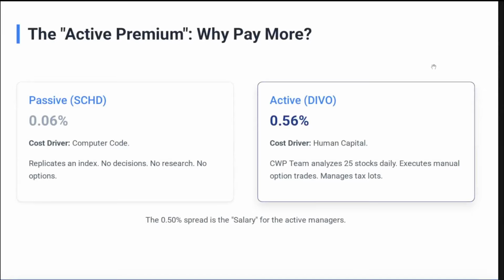The active premium, why pay more, right? So we use a passive like SCHD with 0.06%. The cost driver is a computer code. They literally pick all their stocks using an algorithm, through computer code, right? It replicates an index, no decisions, no research, no options.